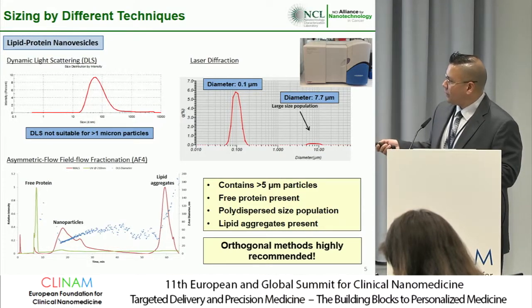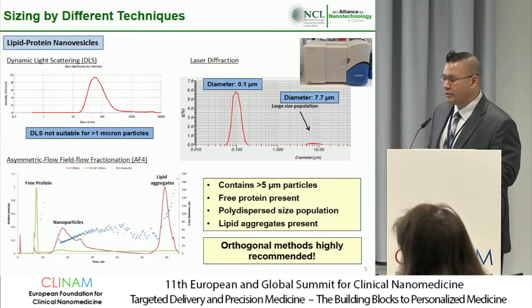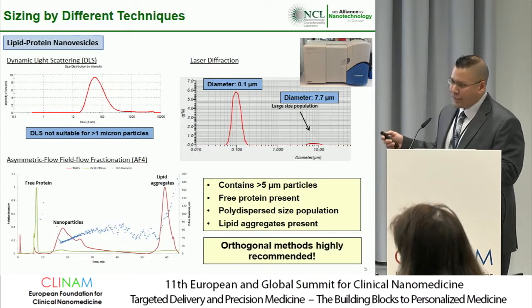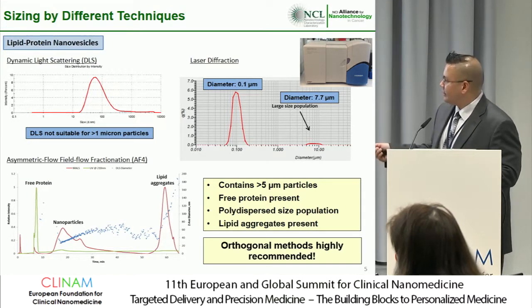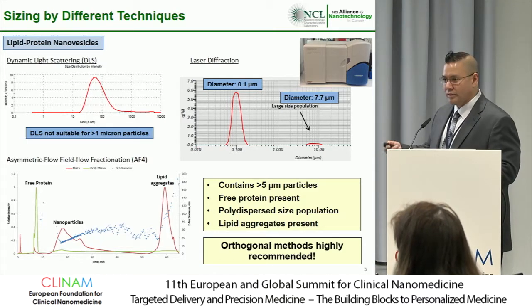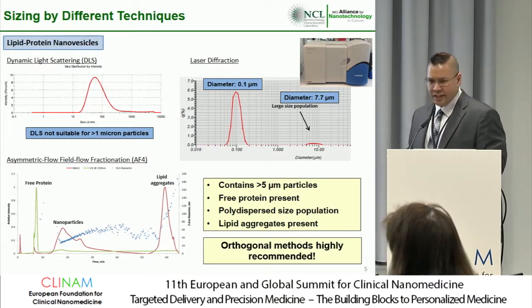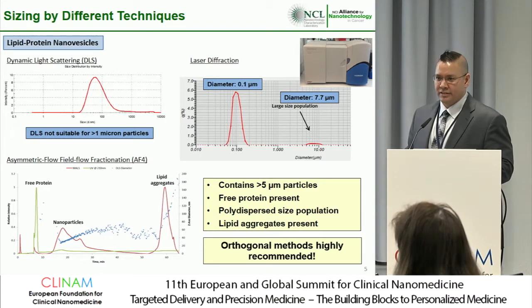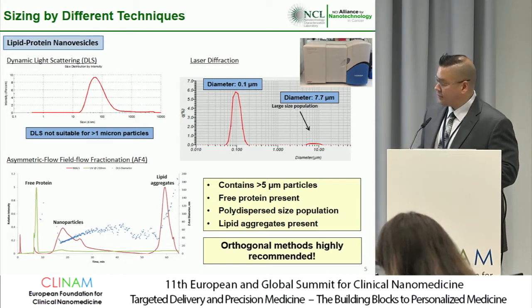Using AF4, asymmetric flow field flow fractionation, with MALS, UV, and DLS in line, we can further separate the particles out from any free protein as well as lipid aggregates. So the take-home message here really is that orthogonal methods are highly recommended, and Adriel actually pointed to this early on in his presentation. And I think most of us here know this already, to use many different ways to look at one parameter, sizing in this case.